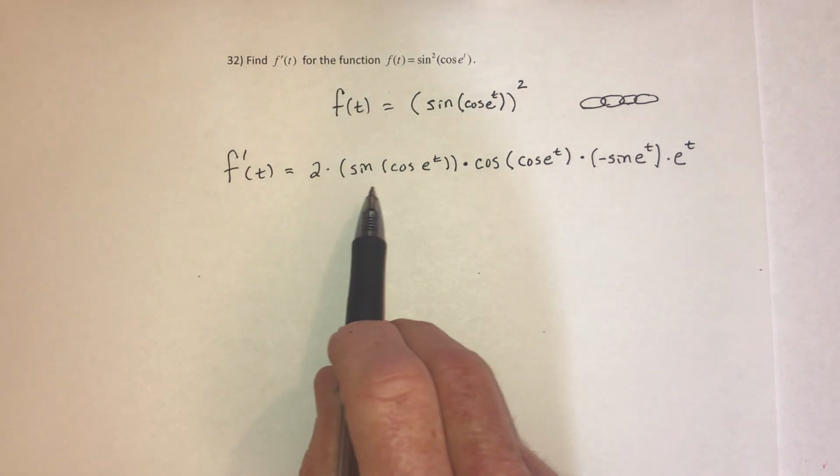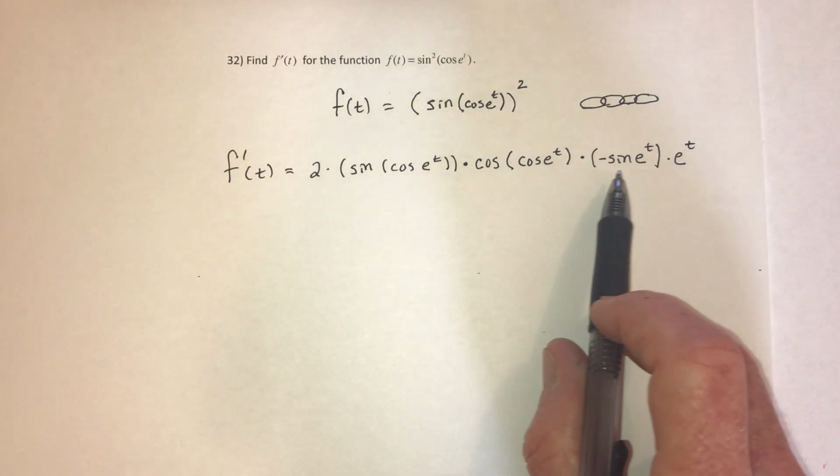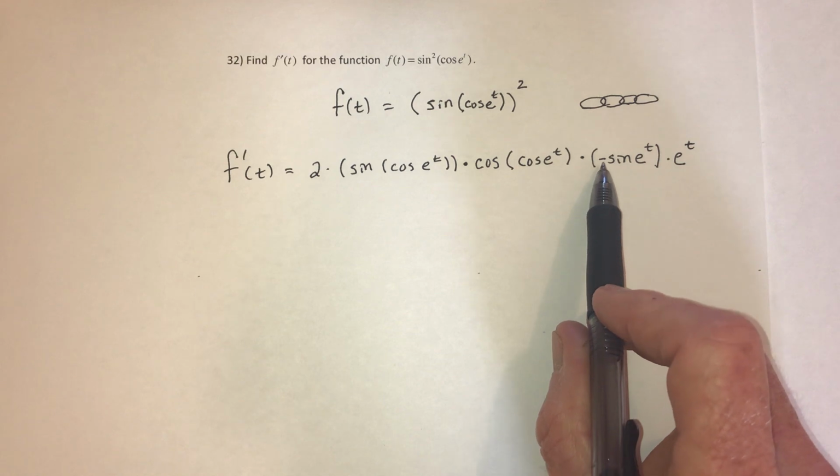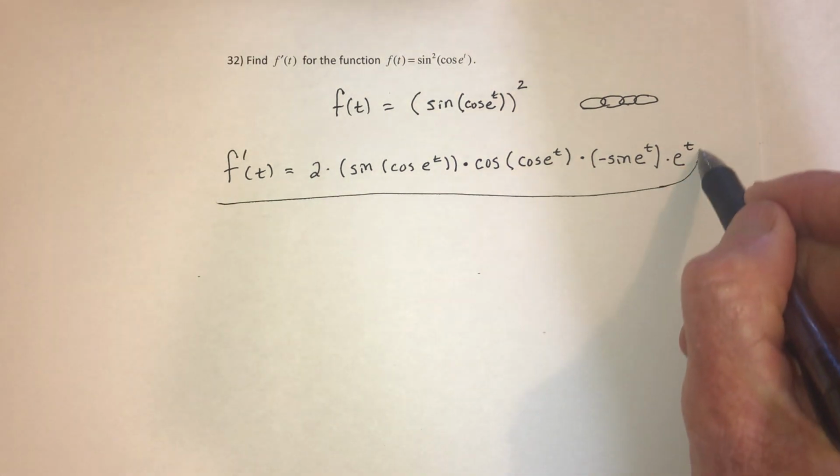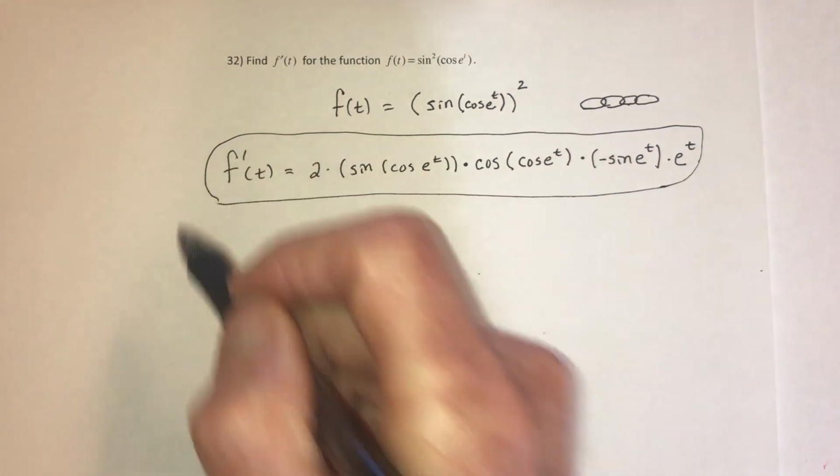And with this, there's nothing that we can factor out. About the only thing you could do is take this negative and put it in the front. But that is the derivative.